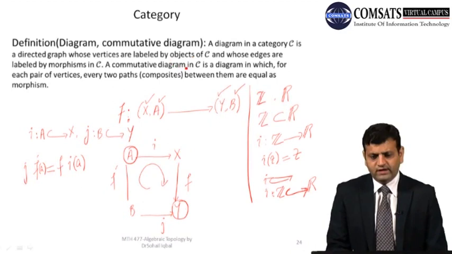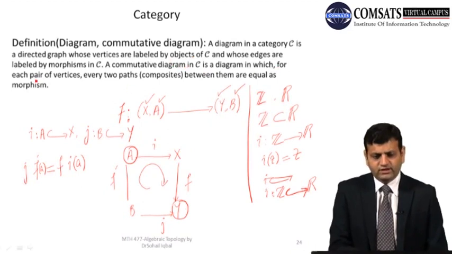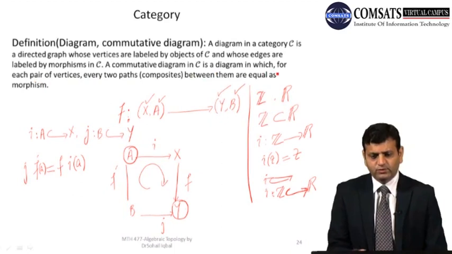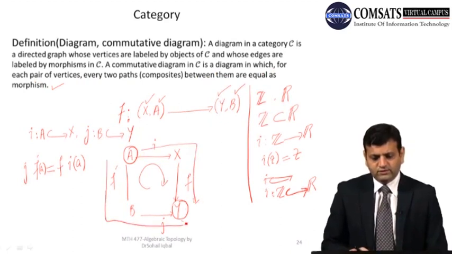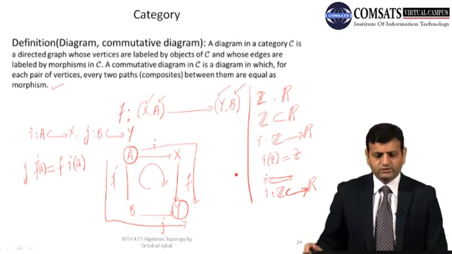So a commutative diagram is a diagram in which for each pair of vertices every two paths between them are equal as morphisms. So this path and this path are equal as morphisms. That's why it's a commutative diagram.